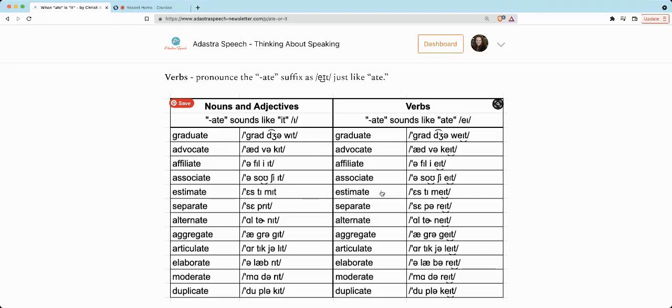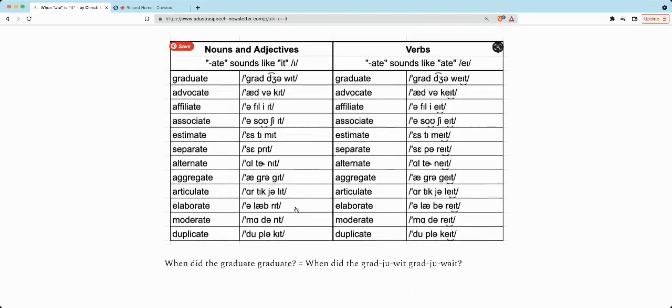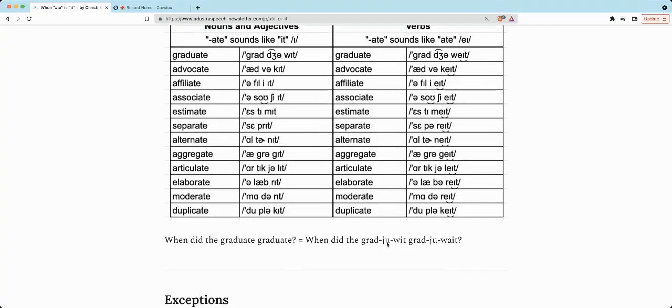Estimate, estimate. Separate, 2 syllables. Separate, 3 syllables. Alternate, alternate. Aggregate, aggregate. Articulate, articulate. Elaborate, 3 syllables. Elaborate, 4 syllables. Moderate, moderate. Duplicate, duplicate. So now you know if I spelled it the way that it looks, when did the graduate graduate?